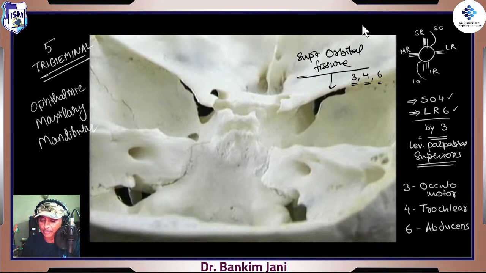Right? So this superior orbital fissure, if you really want to add something, what would you add? I know that you know it so well, right? It has to be the ophthalmic, because this is not the area of maxilla or mandible, right? So it would be the ophthalmic division of cranial nerve number 5, and that is trigeminal, right?